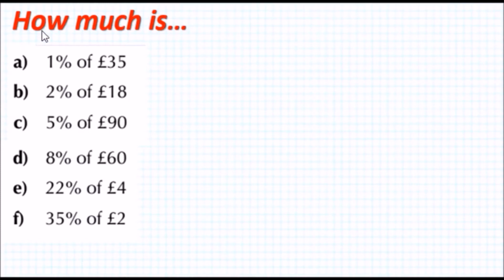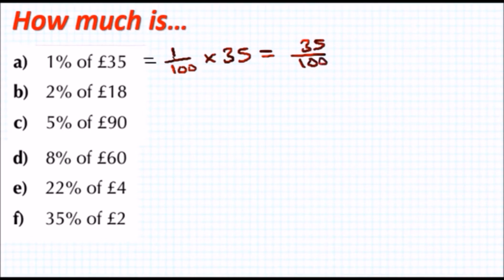Firstly, how much is part A, 1% of £35? If you remember, percent means per 100. So this question is telling us what is 1 over 100 times 35. So let's write this down. A quick way to do this, you just do 1 times 35, so it's 35 over 100. When you divide by 100, you move the decimal place 2 places to the left. So this is going to be 0.35 pounds, or in this case, 35p.